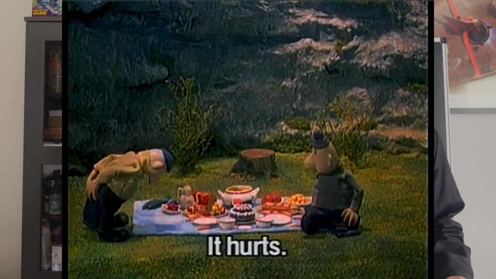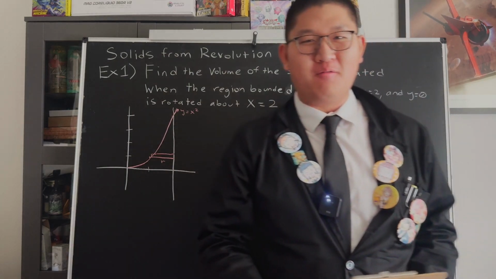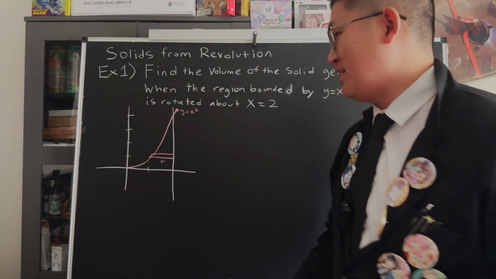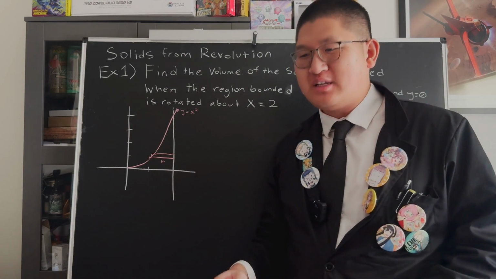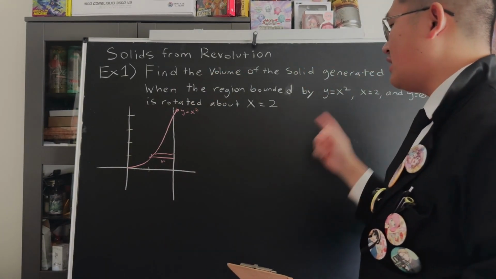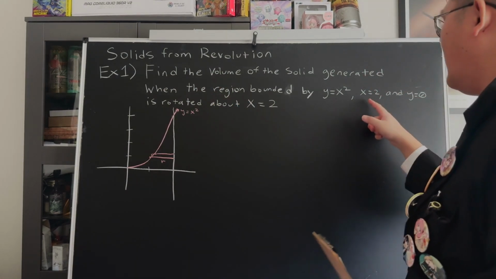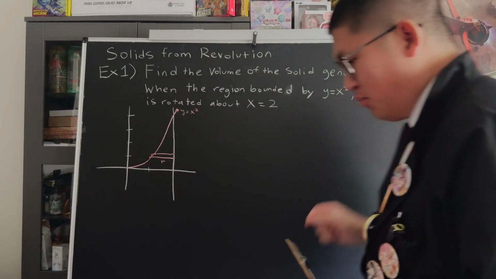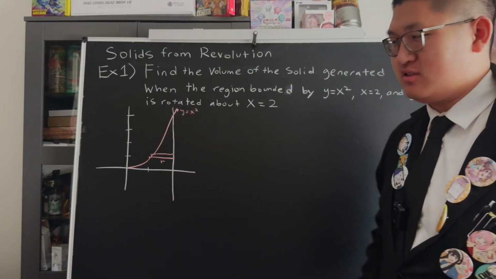Oh man, we've got ourselves a real doozy of an example here. And so we are looking to find what this problem is stating right here. It tells us to find the volume of the solid generated when the region bounded by y is equal to x squared, x is equal to 2, and y is equal to 0 is rotated about x is equal to 2.